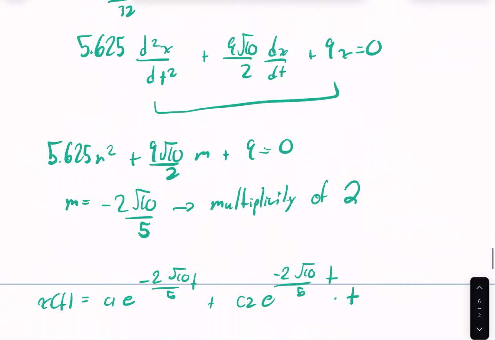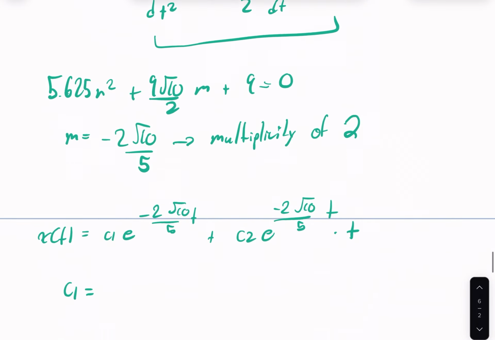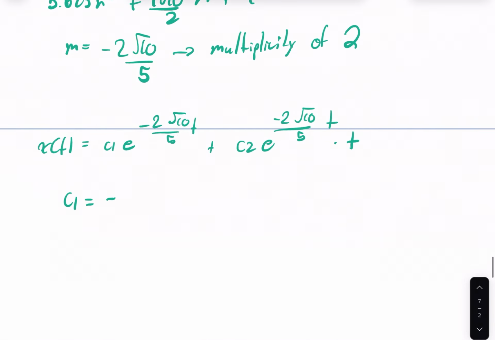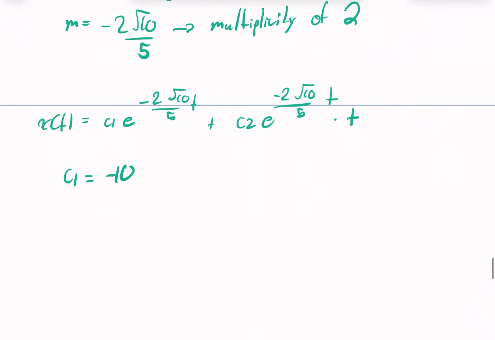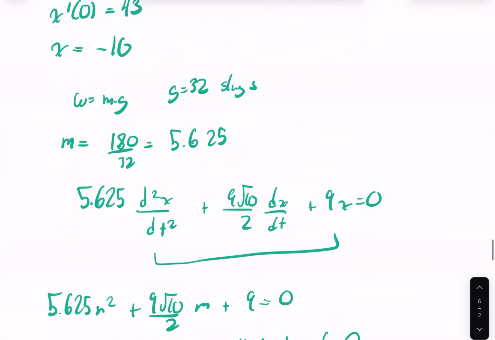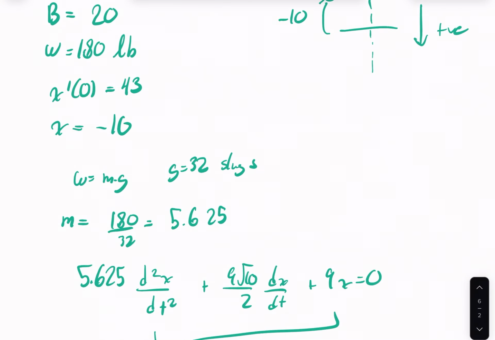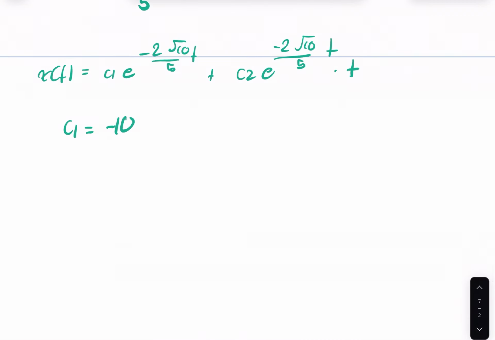If x equals negative 10, then after we plug this in, we should get C1 equals negative 10. This is because, yes, x at 0 equals 20, but we're considering only from where it's released from. So we care about where it moved and not necessarily how it was initially, at least for the sake of this question.